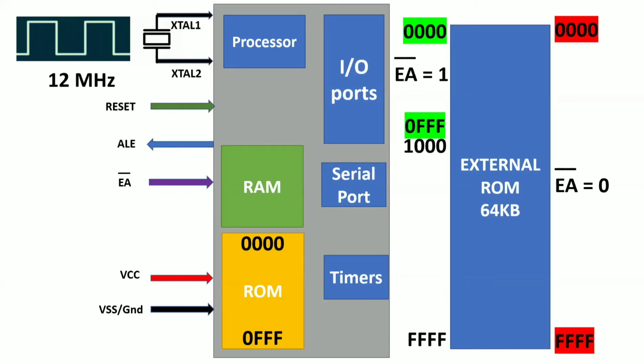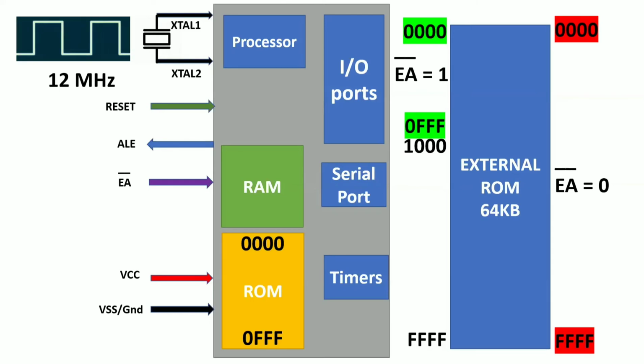Whenever you make EA bar equal to 1, you can access both internal ROM and external ROM, but there is a catch. Here, you can use the external ROM from memory location 1000 onwards only. You cannot access the memory between 0000 and 0FFF. Why can't I access the external ROM at these particular addresses? Because suppose the microcontroller is generating the address 0001.